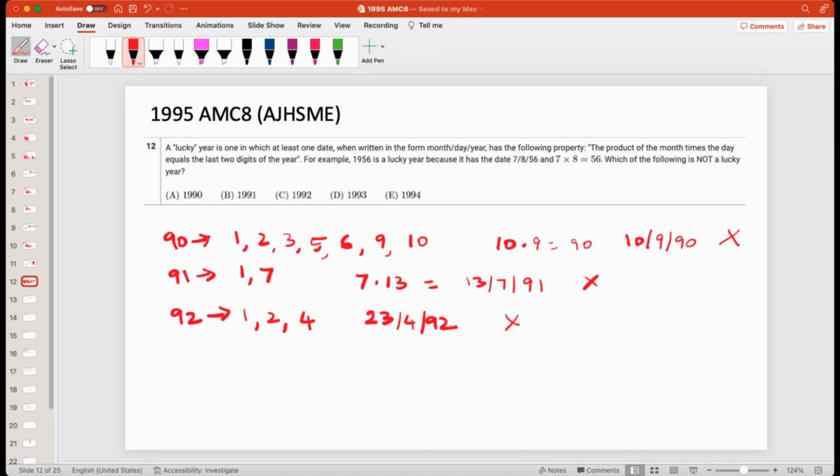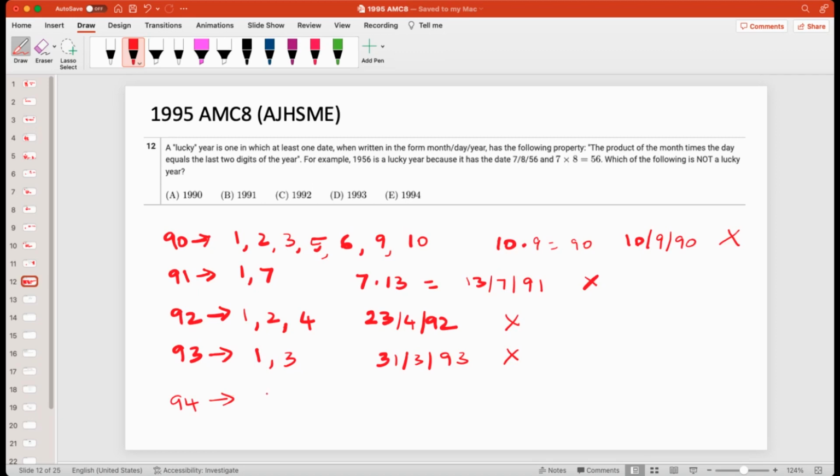And here we generally write the date first. So this is what you're seeing here. I've written the date first, and then the month and then the year. Day, month, and year. So 93, factors are 1 and 3. So here I can have 31, 3, and then 93. So this is also not our answer. Should be this, but let's check.